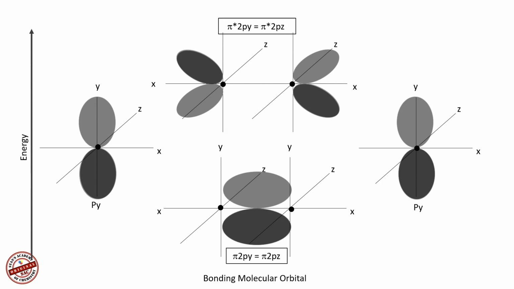So again, 2 electrons in pi 2py and 2 electrons in the pi star 2py, making it 4 electrons in the molecular orbital, which are coming from the py and py of 2 atoms which are forming the molecular orbitals. We will arrange them all in the increasing order of energy, and we can make a representation like this.